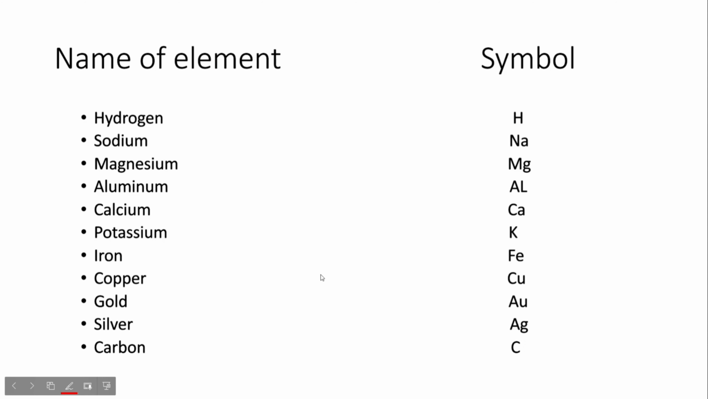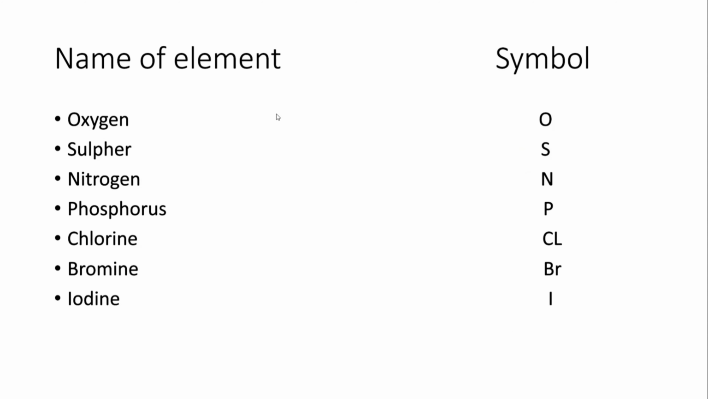Now for hydrogen, as we have read just now, it is H, then for sodium there is Na, for magnesium there is Mg, for aluminium there is Al, for calcium there is Ca, for potassium there is K, for iron there is Fe, for copper there is Cu, for gold there is Au, for silver there is Ag, and for carbon there is C. Now friends, you cannot change the order. You cannot make something smaller or something bigger.